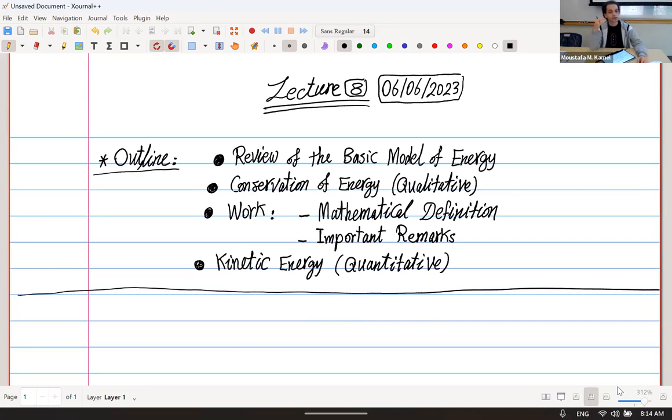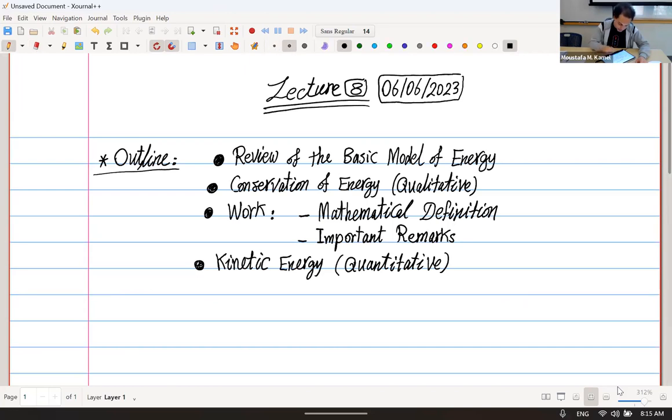Then the actual quantitative discussion begins with the definition of work and some important remarks and comments on work. Then we're going to derive a formula for kinetic energy. I gave you the formula last time, but I haven't derived it, so I'm going to derive it this time. And then I forgot to write this down, but then there is activity 4 for the rest of the lecture.